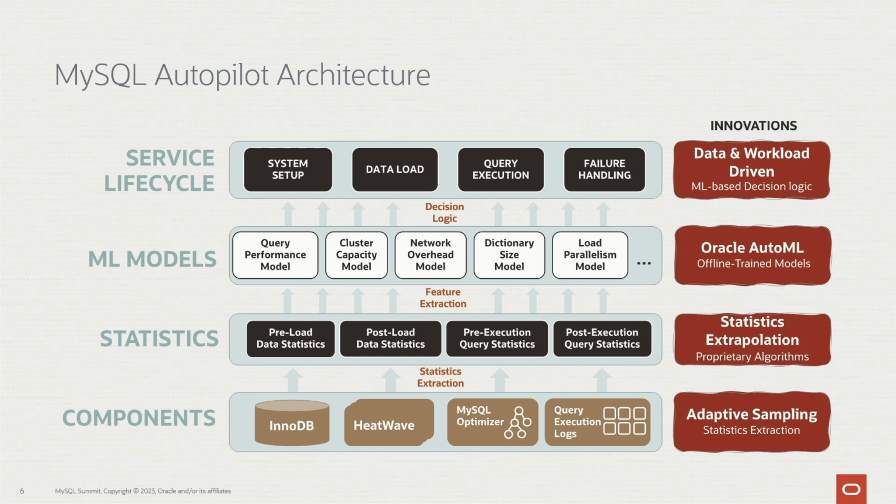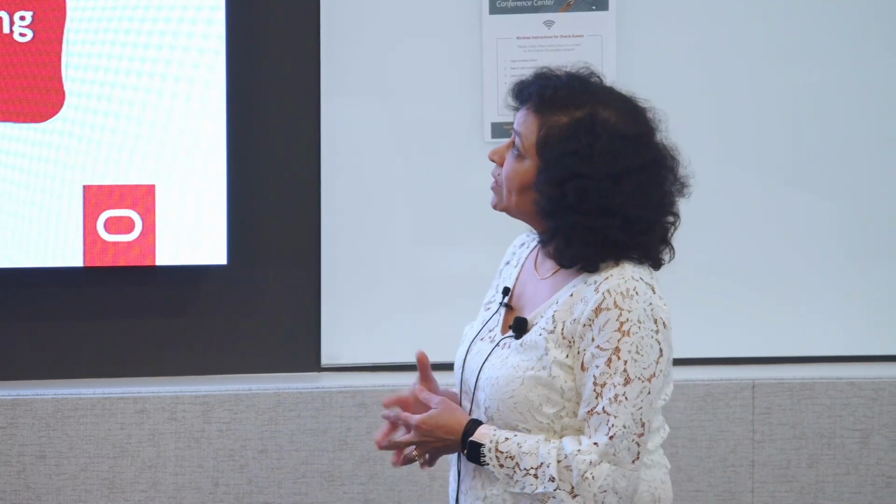Now for each of these features, it's not necessary that we have a single model. For example, for auto provisioning, we have a dictionary size model, or we'll talk about the auto data placement model. What we do is we try to break up our task into smaller models that are more accurate, and then we combine them to serve our purpose. So that's the ML model. And then finally, each of these models serves some stage in the service lifecycle.